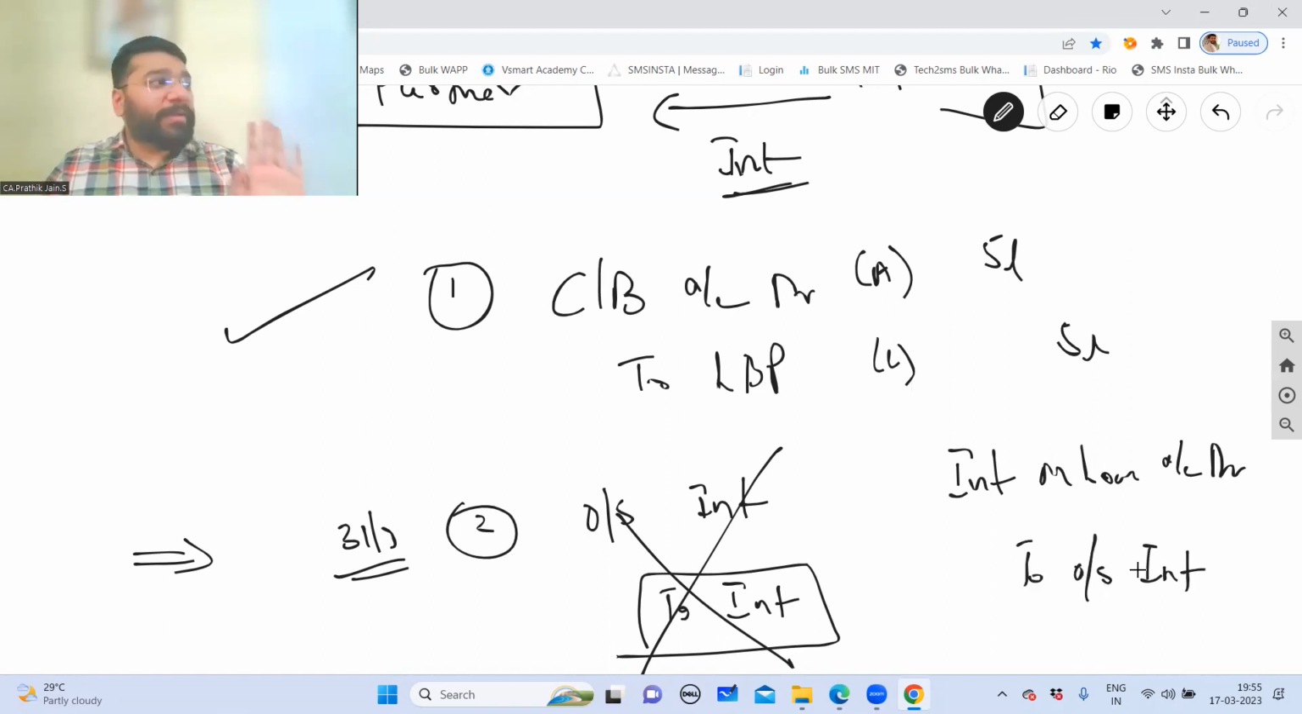Wait, I'm coming. 11th standard, first we'll do the 11th, then we'll come to the 12th. So interest on loan to outstanding interest. The nature of this is expense. The nature of this is liability.